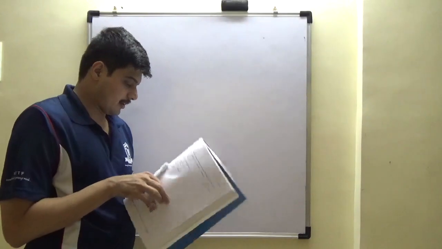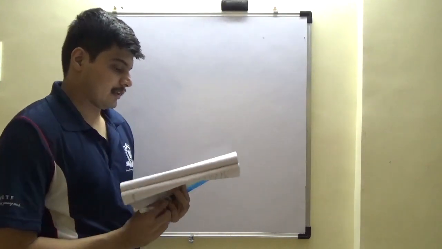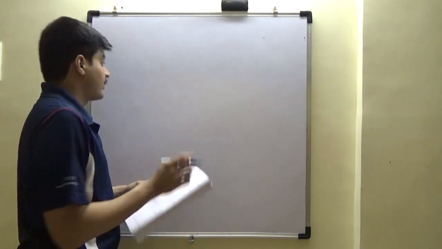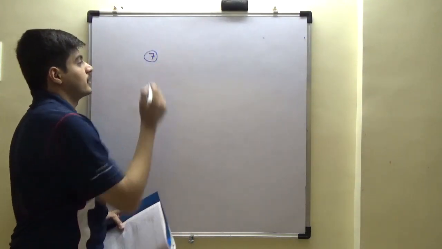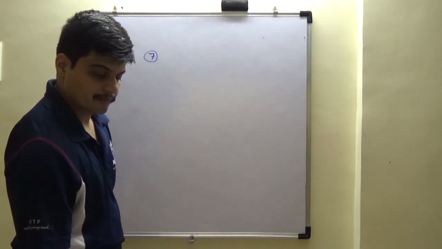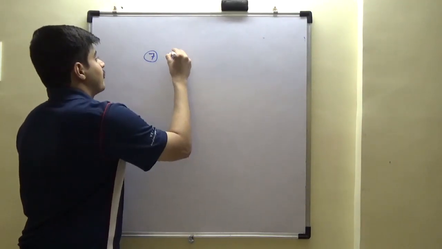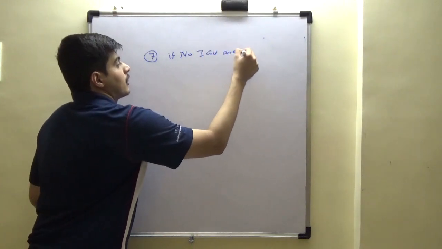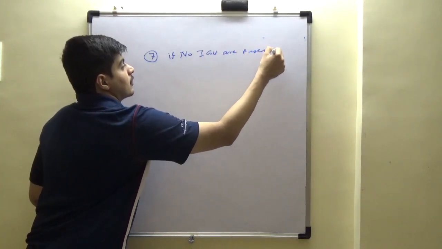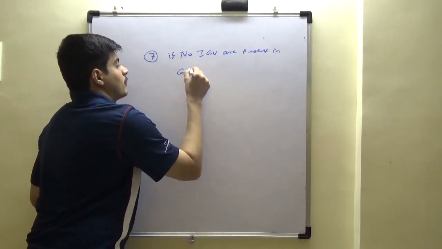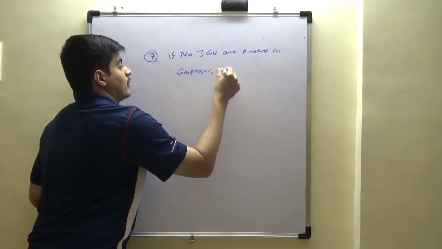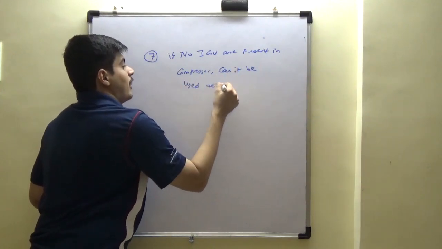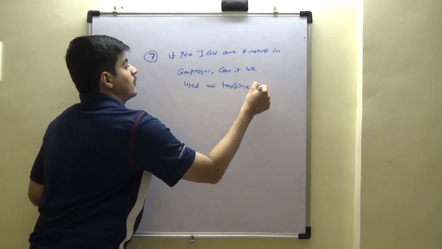I'm trying to find a great question. Question number 7 is very good. If no IGV are present in a compressor, can it be used as a turbine as well?